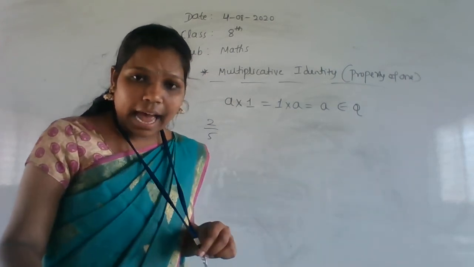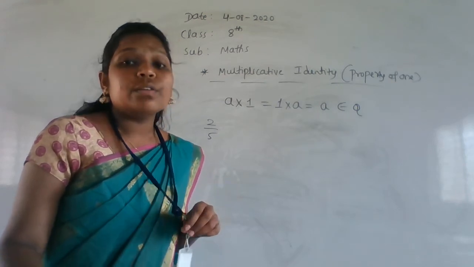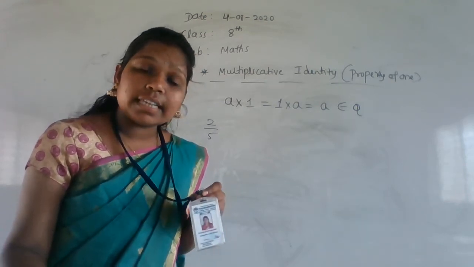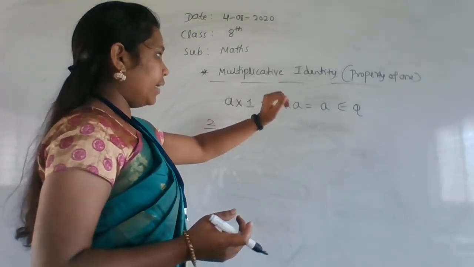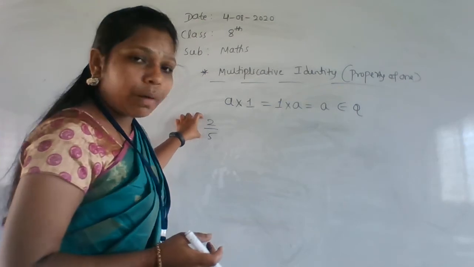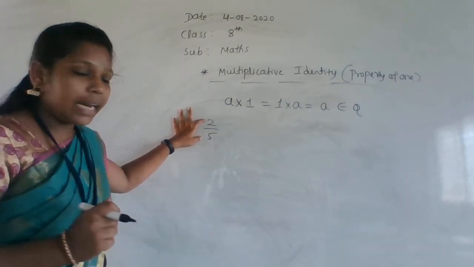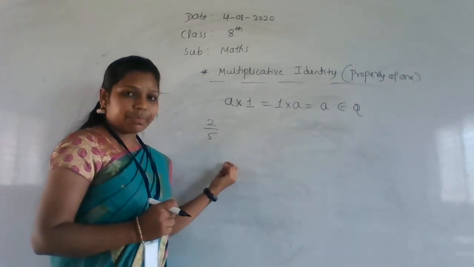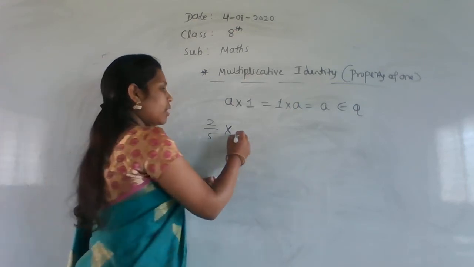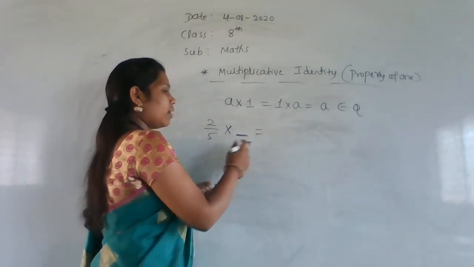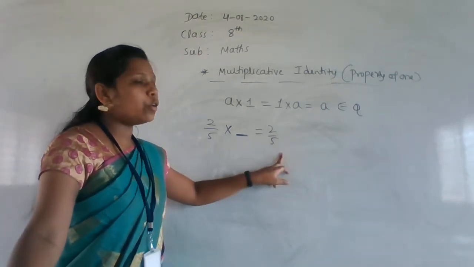See, we have an identity card. Everyone has their identity card in school, right? So identity card means what? It will say about me only, right? That is nothing but a multiplicative identity. So here I am taking 2 by 5, one rational number. What is the multiplicative identity of 2 by 5? Multiplicative means we have to multiply, right? So here I am taking a blank, okay? But we have to get 2 by 5 only. The answer must be 2 by 5.